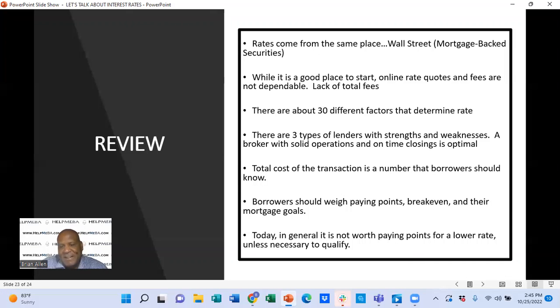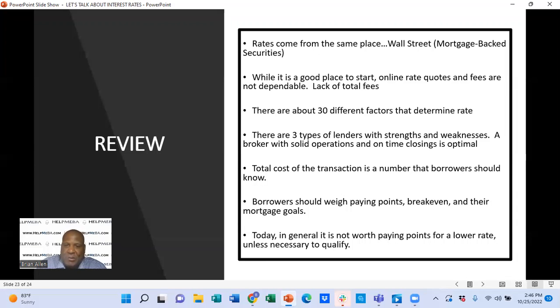I talked about the 3 types of lending institutions: the bank, the correspondent lender, and the broker. Strengths and weaknesses, and obviously brokers are really taking over in market share because we have the flexibility in interest rates, and we're in such a high interest rate market, higher than it's been ever since I've been in business in the early 2000s.